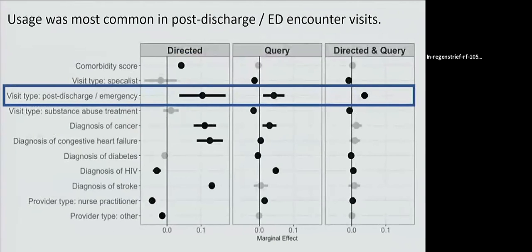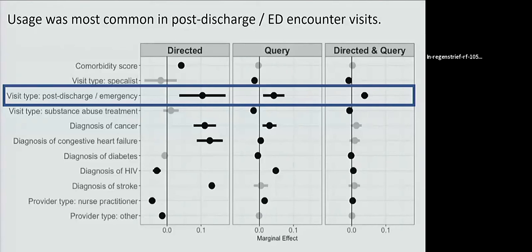Now turning to why people used it, or in what circumstances, this is our multinomial outcome of whether all use against no usage, or the type of usage: directed, queried, or both. We could see the one that has the strongest, and these are marginal effects for each one. The largest is if the visit was associated with a post-discharge or a post-emergency encounter. They were much more likely to get directed information. They were much more likely to go out and query, and they were much more likely to do both, right?